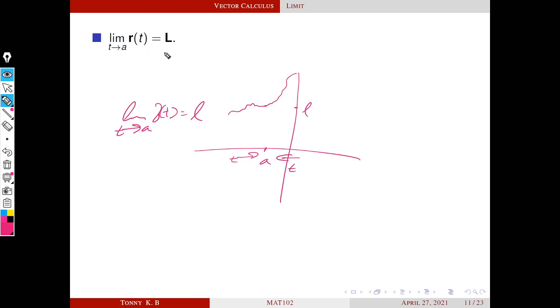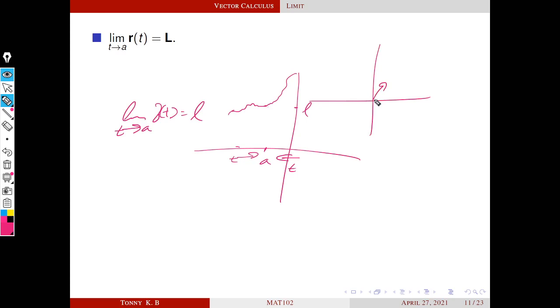Almost the same idea, but the only difference is that r of t and L are vectors. So whenever t tends to a, corresponding to every t, f of t is a real number. That's why we plot like this. Here corresponding to every t, r of t is a vector. So whenever t equals 0, it may be a vector like this.